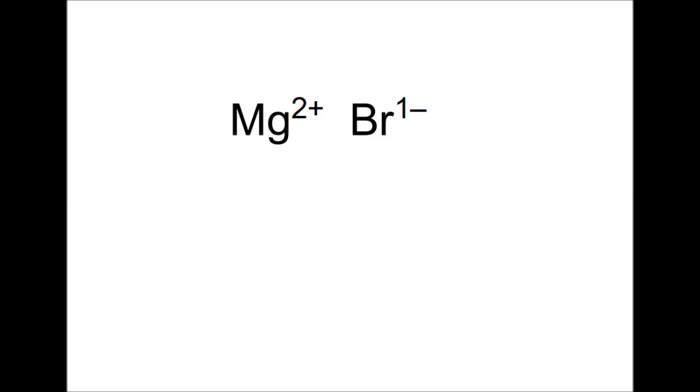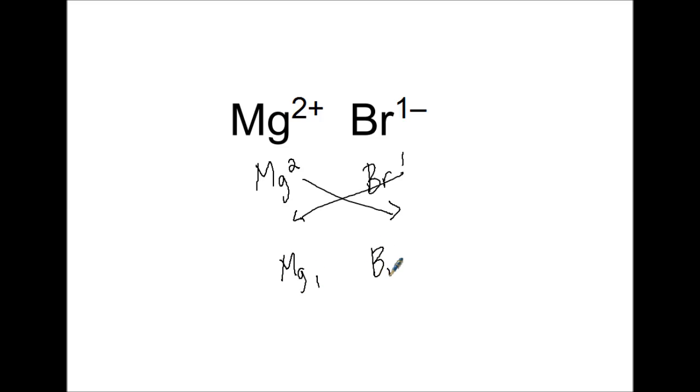Okay, so another example of using an ion with a 1+ or 1- charge. We'll take our magnesium, get rid of the pluses and the minuses, and our bromide. So we'll cross those. So we have Mg1 and Br2. Once again, remember we're going to get rid of that 1. So then we have MgBr2. As you can see, it's a very simple process. There's not many steps involved.